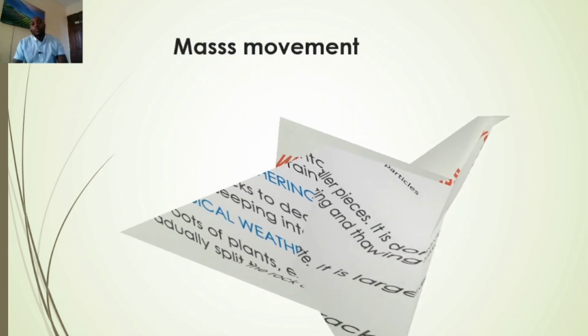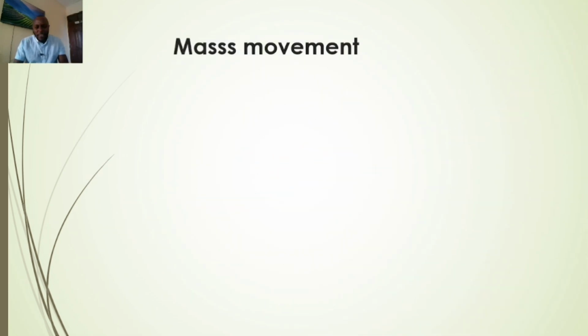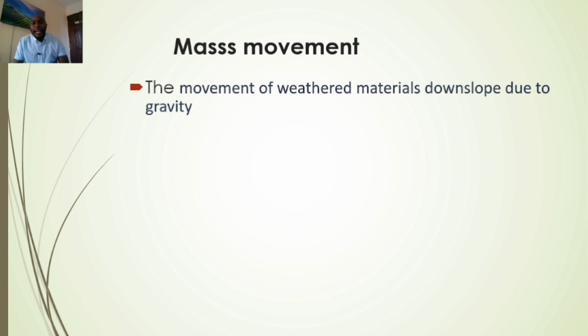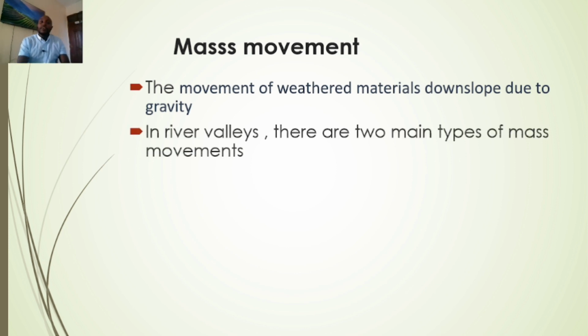Then we go to mass movement. So in mass movement, we talk about the movement of weathered material downslope due to gravity. Remember, weathering without movement, but through mass movement of weathered materials downslope due to gravity. Okay, so in river valleys, remember we're talking about river environments. Okay, so in river valleys, there are two main types of mass movements. You normally have the first one as the slumping. Okay, slumping is the first one.